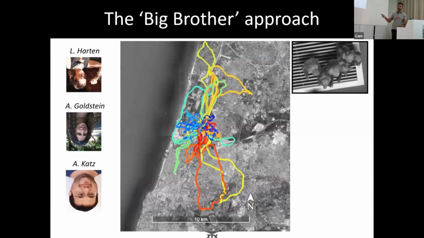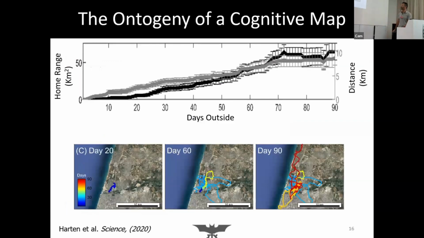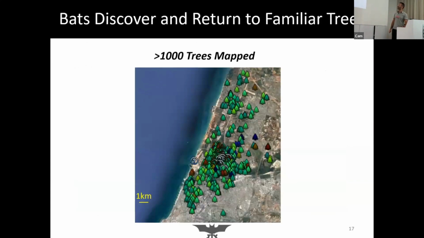Okay, so I'm really interested also in these exploratory trajectories. Maybe we can talk about this later, but today I'm going to show you that they can really perform shortcuts. They can really find their way back home. This has to do just with how they increase their home range.